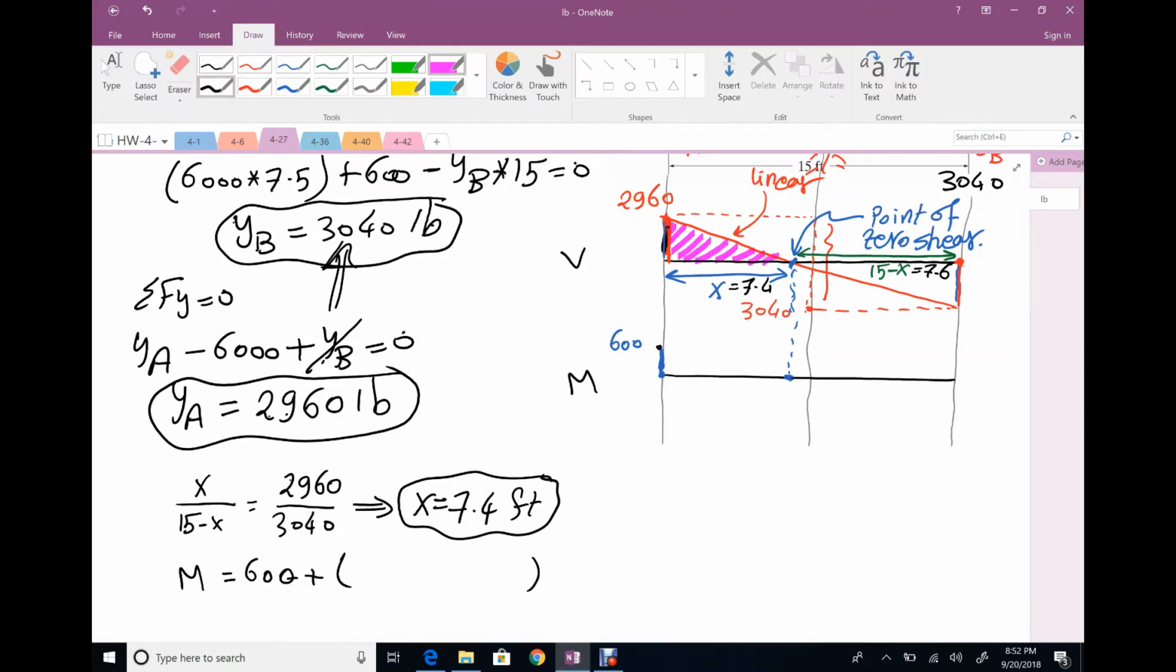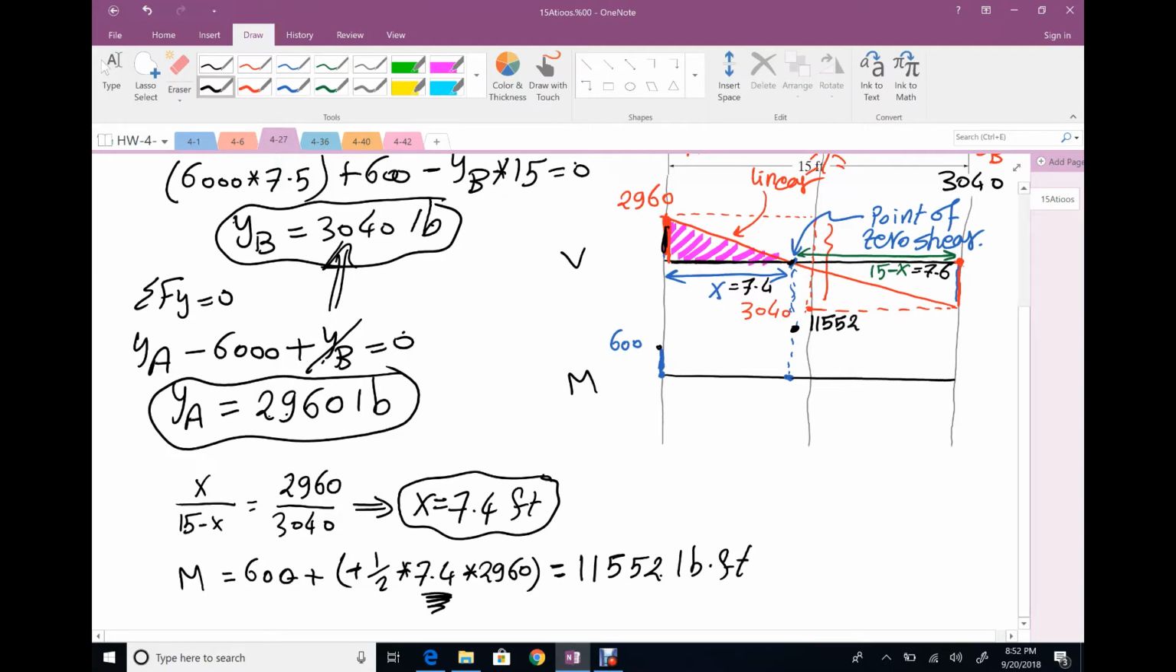What do you have of area of shear? Actually, we have triangle, positive area, 1/2 times 7.4 times 2,960. So this is the important why I'm interested with what is this distance. Where is the point of zero shear? Your value will be 11,552 pound feet. So this value here will be positive 11,552.